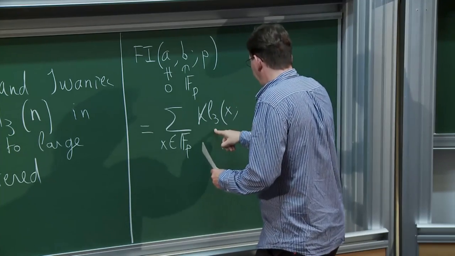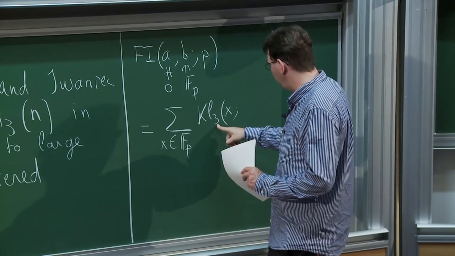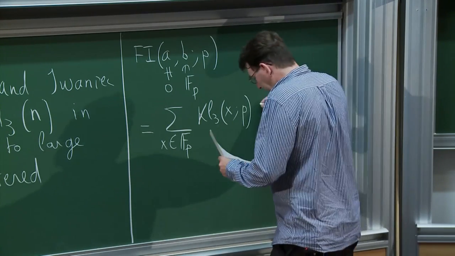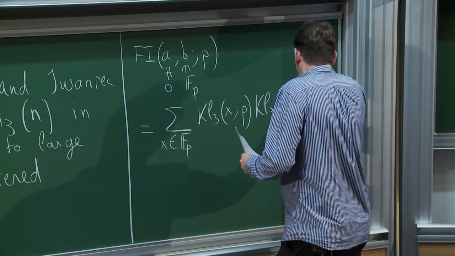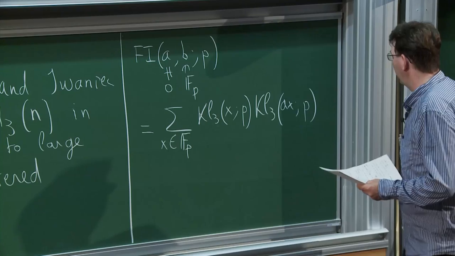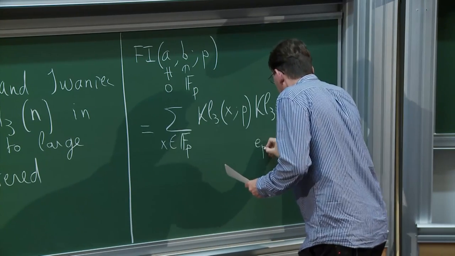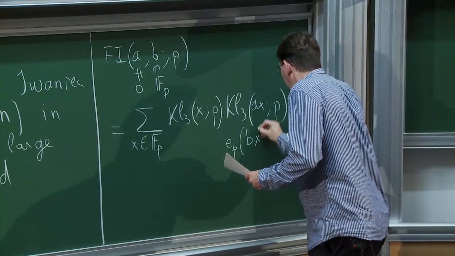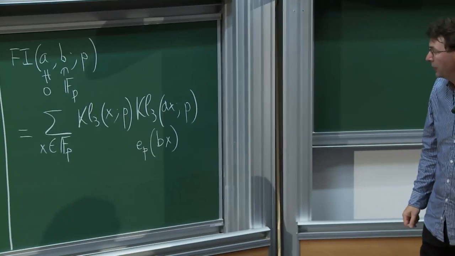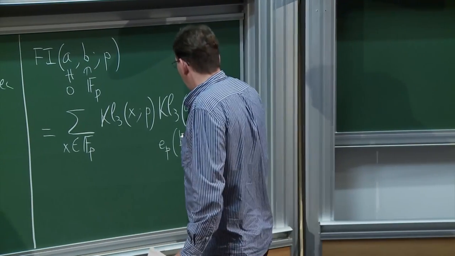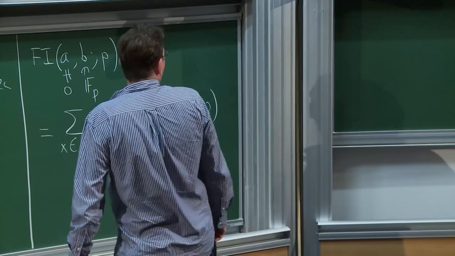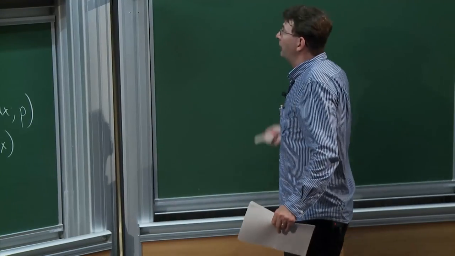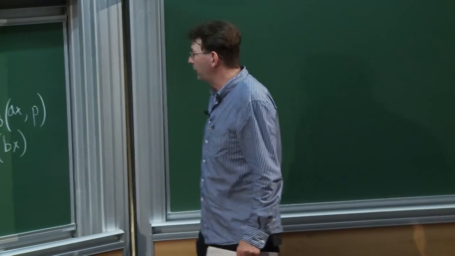So KL3 of x, a hyper-Kloosterman sum with three variables, or two variables, then a multiplicatively shifted one, KL3 of Ax, and then because they have to use completion techniques to sum over shorter intervals, you need an additive character, so e_p of Bx. Estimating this sum was the crucial step for them, and they basically need square root cancellation.